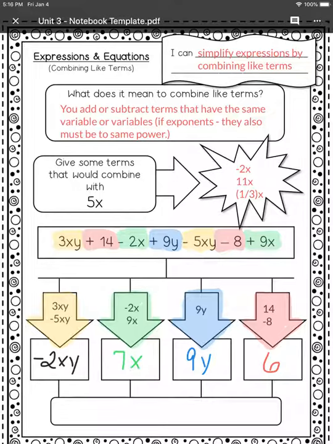Now I'm going to write my simplified expression, which is negative 2xy plus 7x, because it's positive, plus 9y plus 6. Notice the way I combine the like terms. I started out first with the terms with two variables in them. Then I went in alphabetical order. X comes before y, and then my last term is my plain old number, which is called a constant.